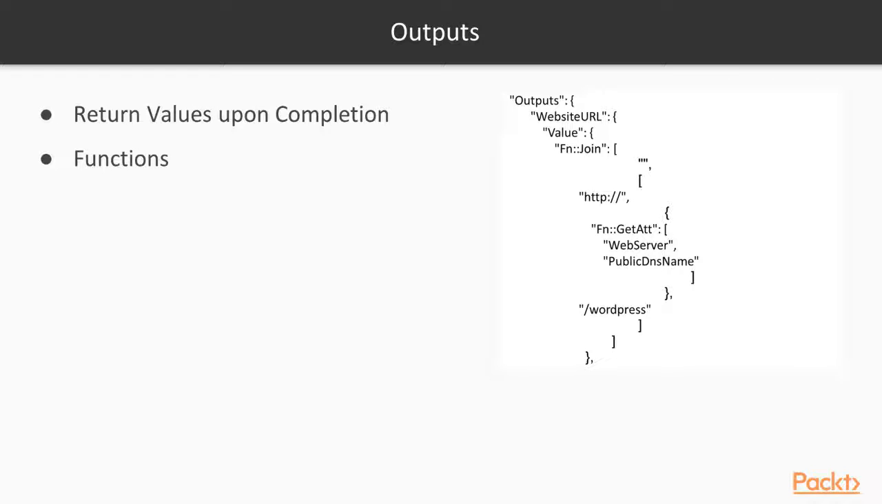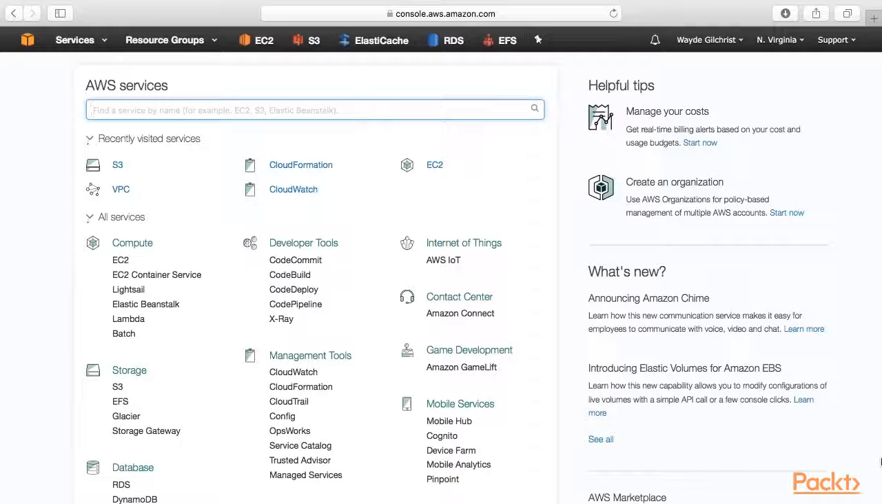Finally, the output section is used to define return values after the template executes. In this example, we are using a couple of functions to return the URL for our WordPress blog after the template execution completes. Alright, so let's go ahead and deploy our WordPress blog using CloudFormation.